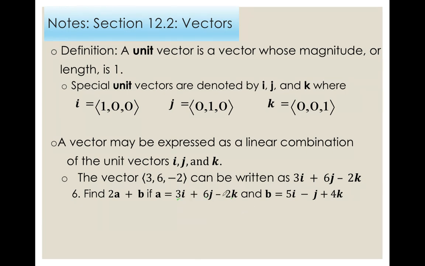I can just think of this as 3, 6, negative 2, and 5, negative 1, and 4. Multiply this by 2, so 2a would be 6, 12, and negative 4. And I'm going to add just b, 5, negative 1, and 4. And when I add those together, I get 11, 11, and 0. If I was going to write this in ij form, we don't write 0j.